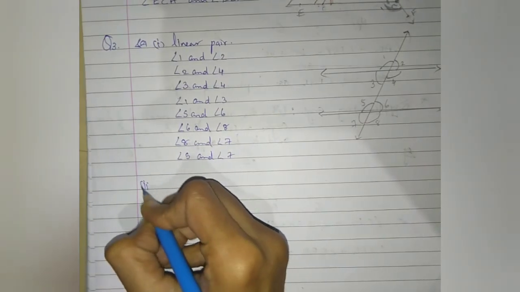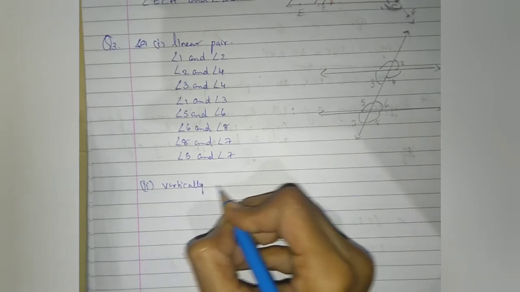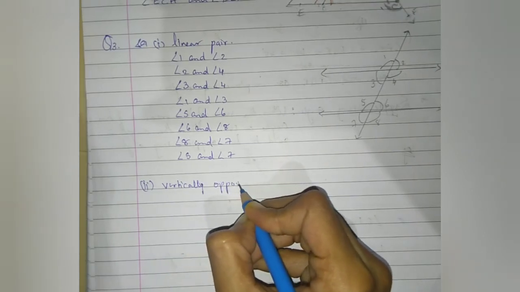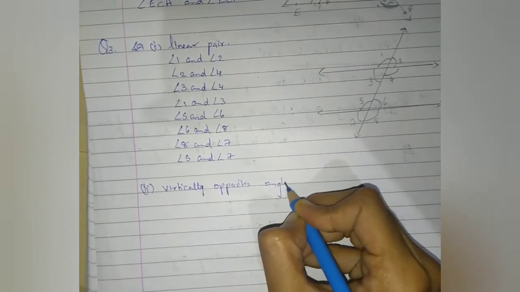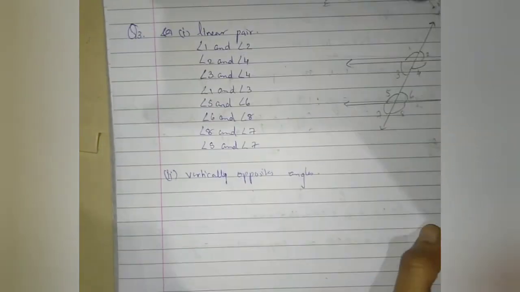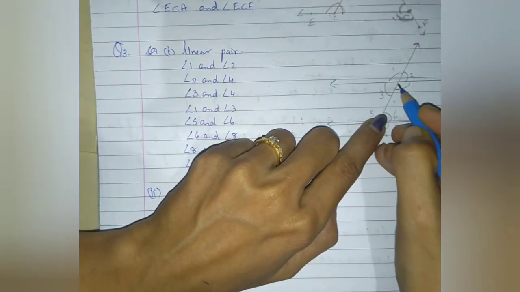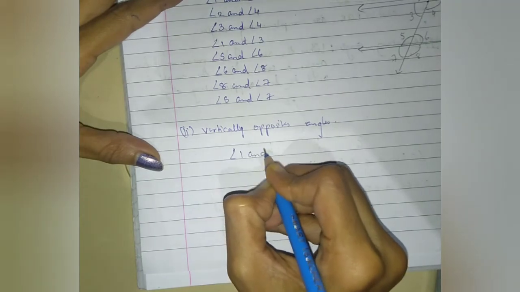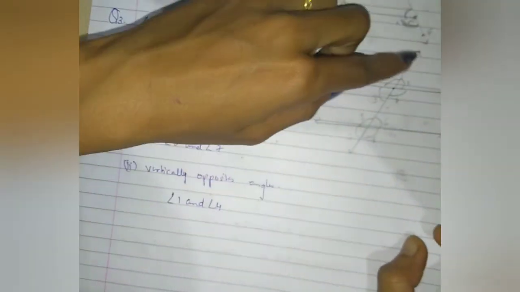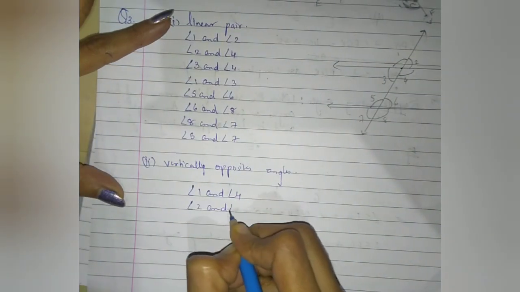Now second one, vertically opposite angle. Now we have to find vertically opposite angle pairs. Here two lines are meeting at this point, so angle 1 and angle 4 is vertically opposite. Another pair is angle 2 and angle 3.